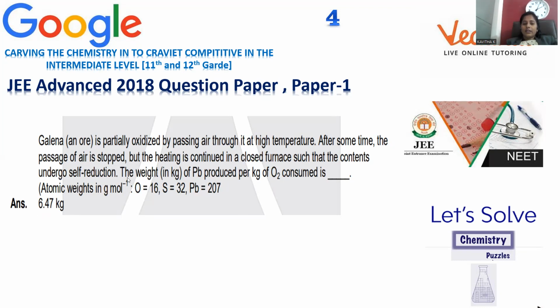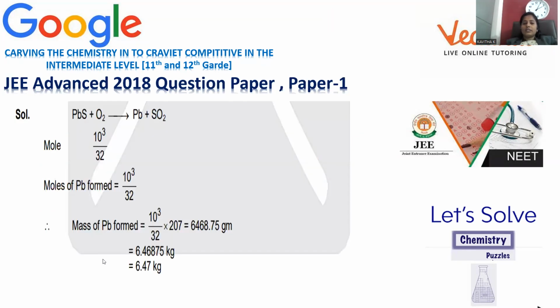Let's repeat the last sentence. The weight of the lead produced per kg of oxygen consumed. So whenever it is oxidizing, how much lead will be produced in kilograms per kg of oxygen consumed for the reaction. Galena is the starting material. This will be the ore of lead. Galena is the essential ore of lead from which you can extract the pure form of lead. The expected answer is 6.47 kilograms. Let's see how to solve this.